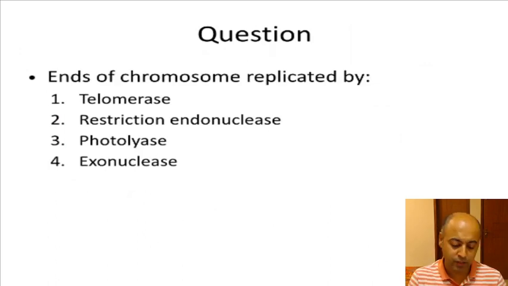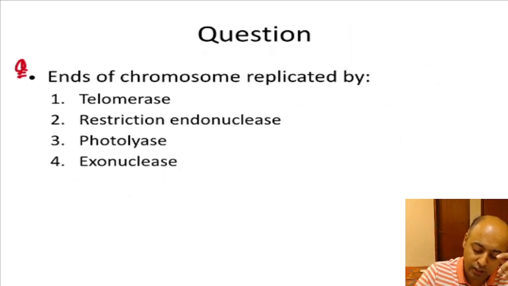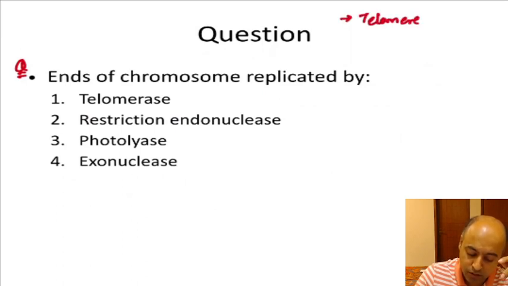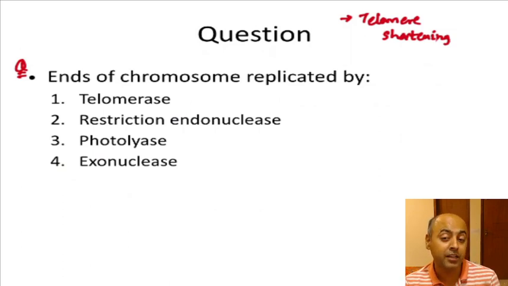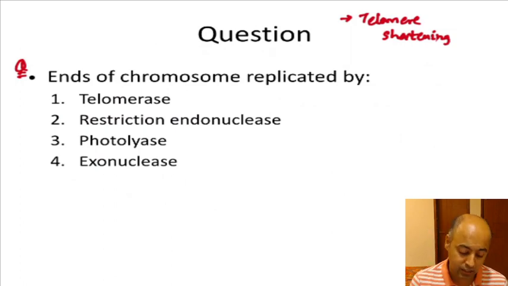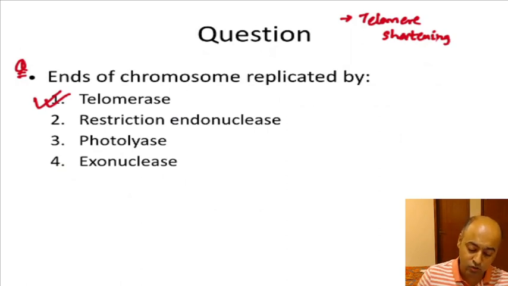The ends of chromosome are replicated by. Again, this is a commonly repeated question. In most of the replication process, the ends of chromosome are not replicated. When the replication of the end doesn't happen, what we see is telomere shortening. The end of the DNA is called telomere, and therefore the telomere shortening is there. But in some cells, this end of chromosome is replicated, so the telomere shortening does not happen. This telomere shortening is prevented by the action of the enzyme telomerase. Please keep in mind, telomerase is the enzyme complex which will replicate the ends of chromosome.